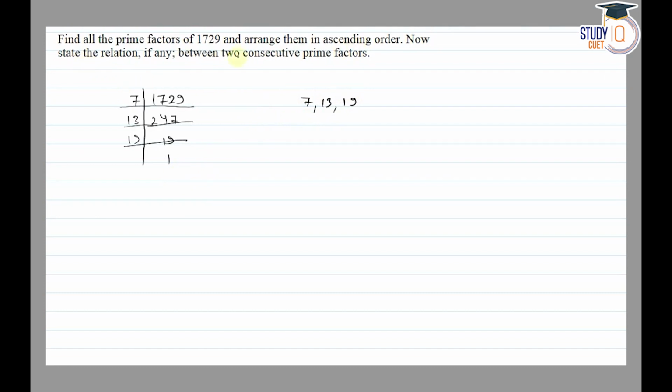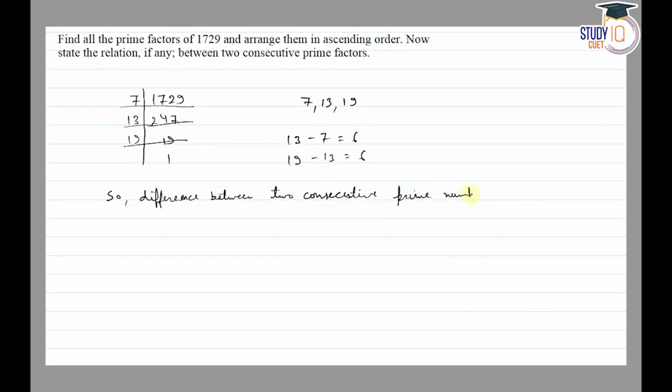So now state the relation, if any, between two consecutive prime factors. So 13 minus 7 is equal to 6, 19 minus 13 is equal to 6. So the relation is that the difference between two consecutive prime numbers is 6. Thank you.